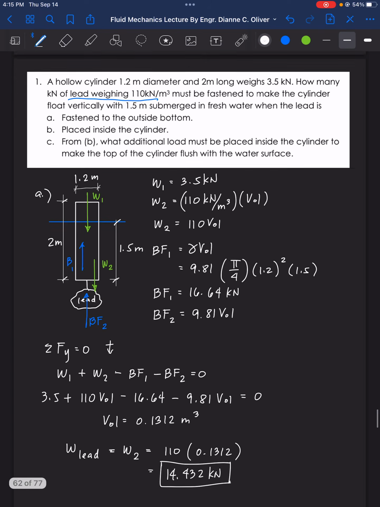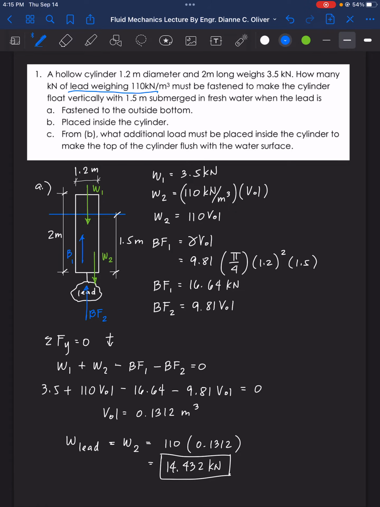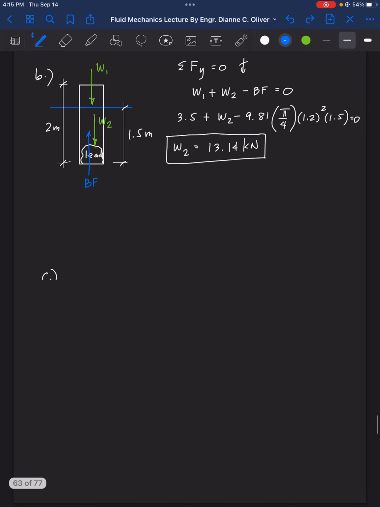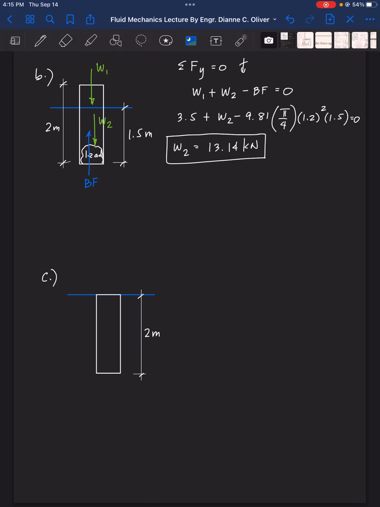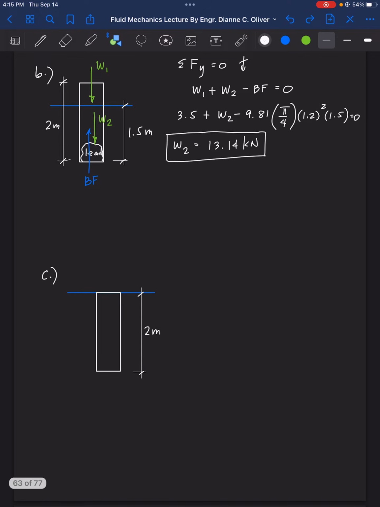Now for letter C, what's the condition for letter C? From the answer at B, what additional load must be placed inside the cylinder to make the top of the cylinder flush with the water surface? So how do we look at it? Here it's already flushed, okay? Meaning the top of the cylinder has reached the surface of the water. So this is 2 meters submerged, having the lead inside from the situation at B. So this is the lead.